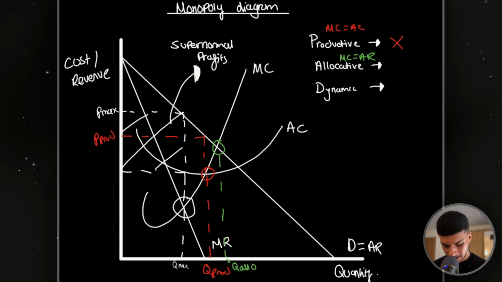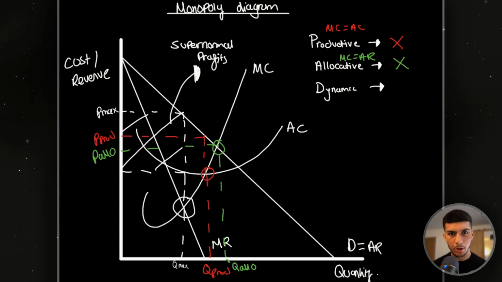But yeah, back to this. Of course, to find the price where we're allocatively efficient, just go up from your quantity where you're allocatively efficient, then go left, and this will now give you the price where you're allocatively efficient. And again, same drill, monopolies are profit maximizers. They charge a higher price than P allo, and they produce at a lower quantity than Q allo, meaning that monopolies are neither productively nor allocatively efficient.